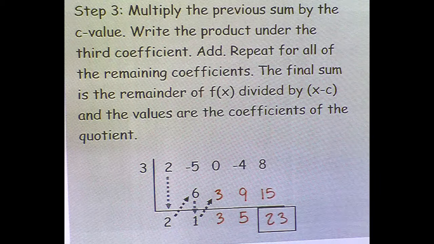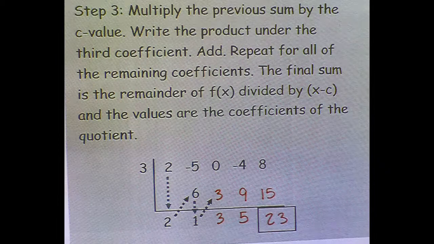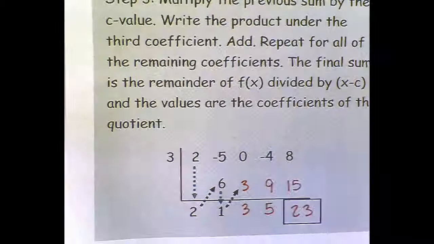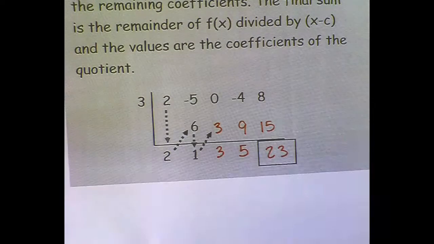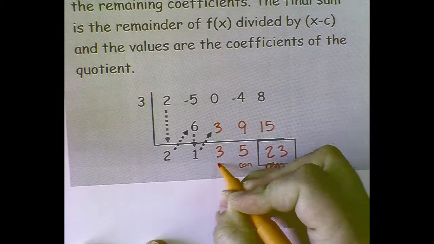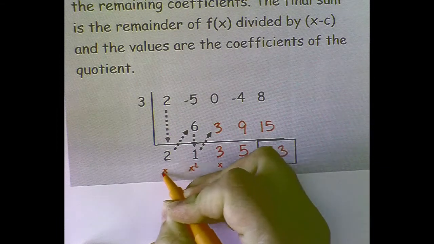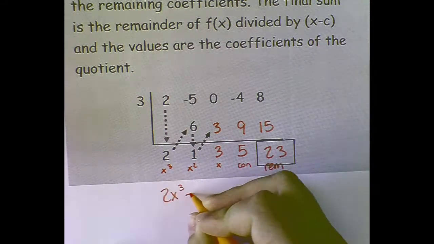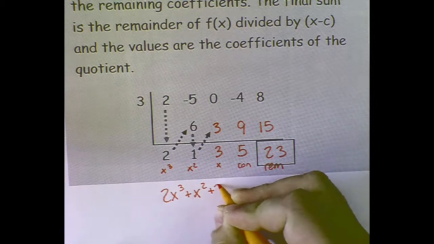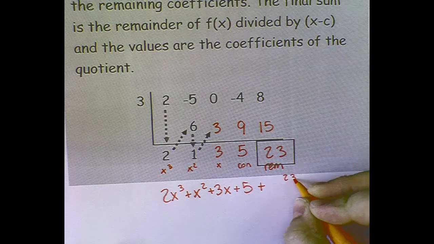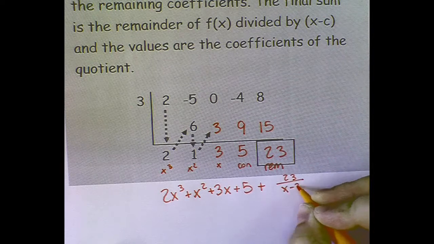The final sum is the remainder of f of x divided by x minus c, and the values are the coefficients of the quotient. So those values actually go right in order. So if this is our remainder, this is our constant, x squared, x cubed. So this answer is actually 2x cubed plus 1x squared plus 3x plus 5 plus our remainder of 23 over what we divided by, which was x minus 3.